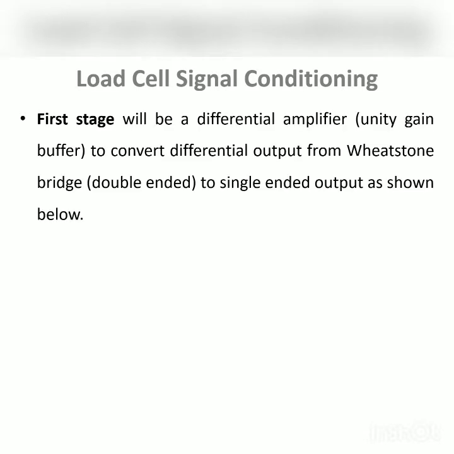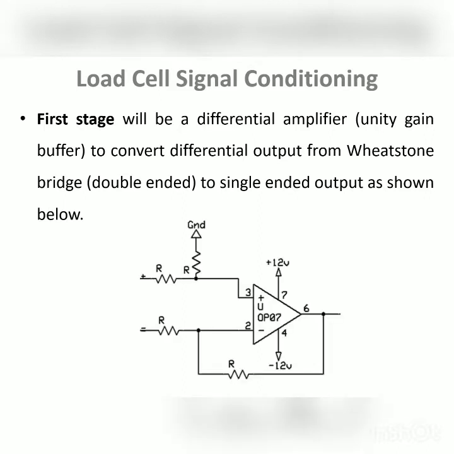The first stage will be a differential amplifier, which is mostly a unity gain buffer, to convert the differential output from the Wheatstone bridge, which is a double-ended one, to a single-ended output as shown below. Here, the output coming from the Wheatstone bridge in terms of plus and minus input terminals will be given, and the operational amplifier IC OP07 can be used as a unity gain buffer.